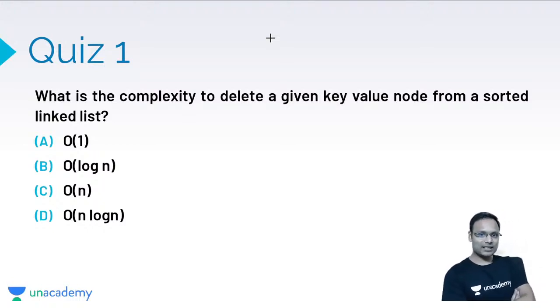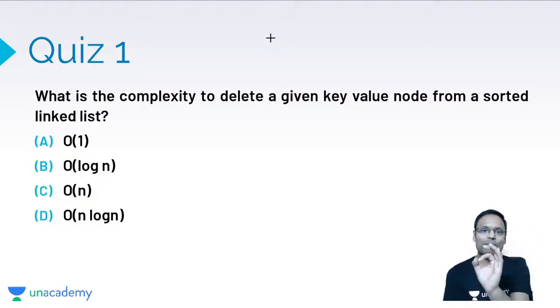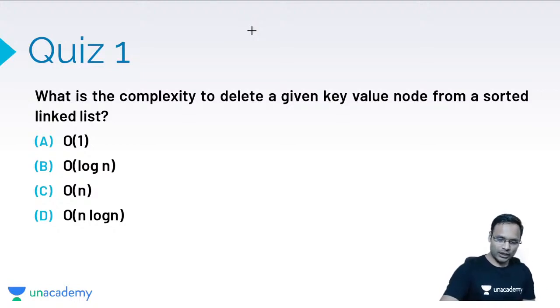What is the complexity to delete a given key value node from a sorted linked list? So you have been given a value. That value you will have to delete from a sorted linked list. Wherever that value is present on whichever node, that node I'll have to delete. That is the operation which I'll have to do. Delete that particular node and tell me what should be the complexity for that operation. क्या होगी उस particular operation की complexity?